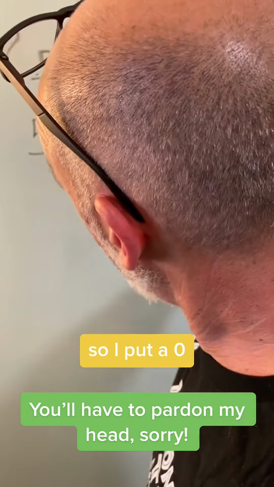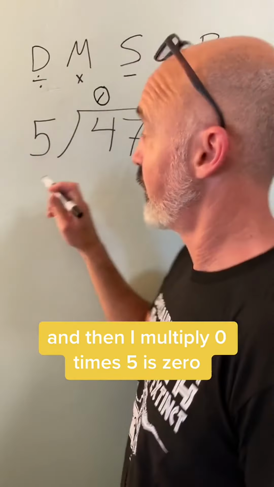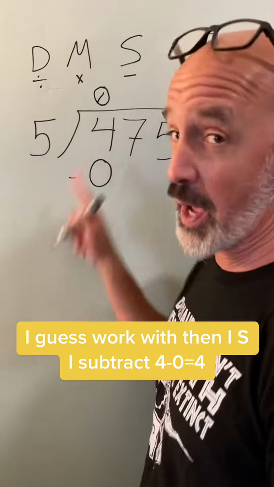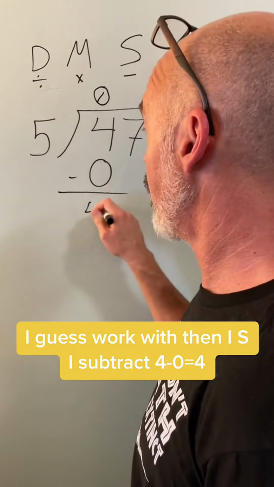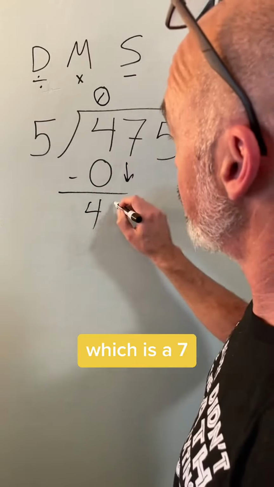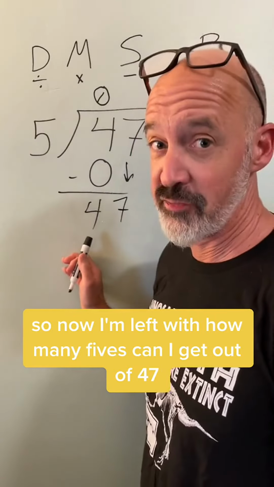So I put a 0, and then I multiply. 0 times 5 is 0. I put it down below the number I just worked with. Then I subtract. 4 minus 0 is 4. Then I bring down the next digit, which is a 7. So now I'm left with how many 5s can I get out of 47?